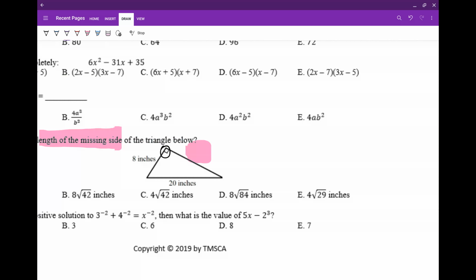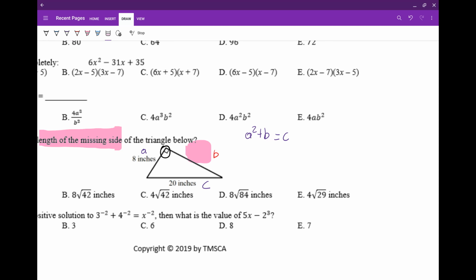So if you don't know the Pythagorean theorem, it's a squared plus b squared equals c squared. A and b are going to be the legs of a right triangle, and then c has to be the hypotenuse. So when you square the legs of the triangle and you sum them, you get the square of the hypotenuse.